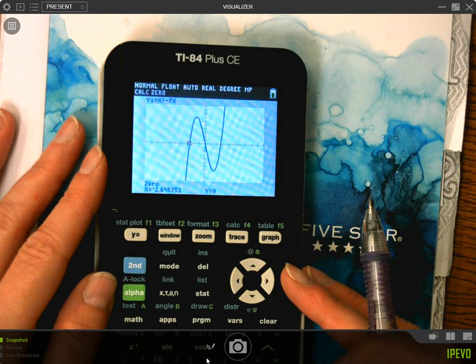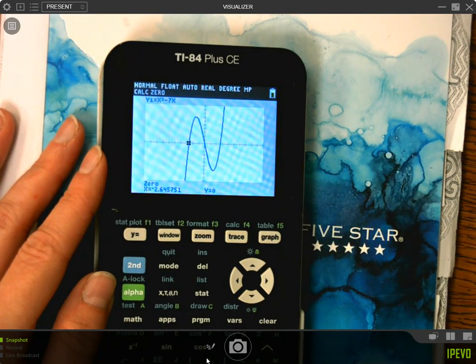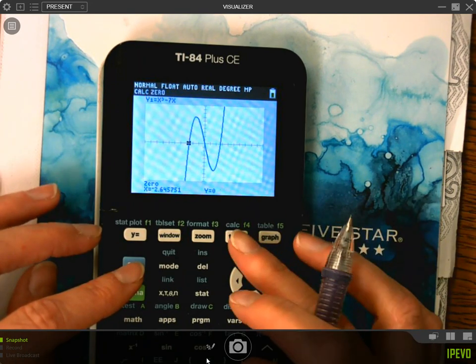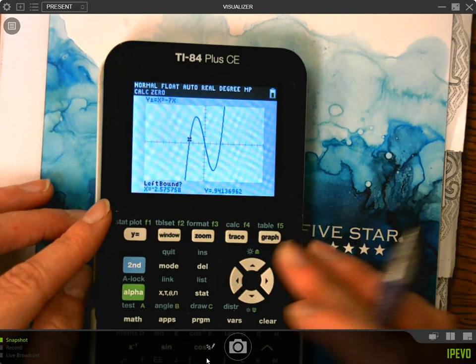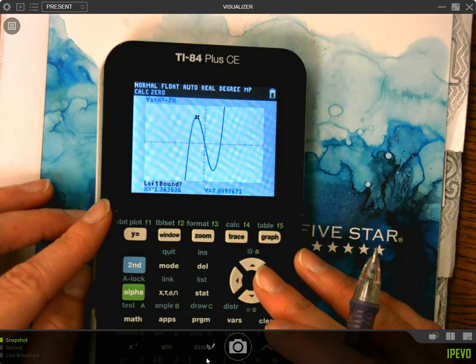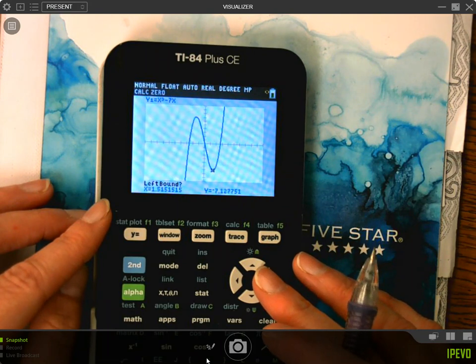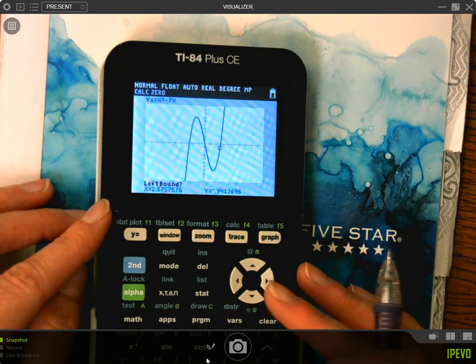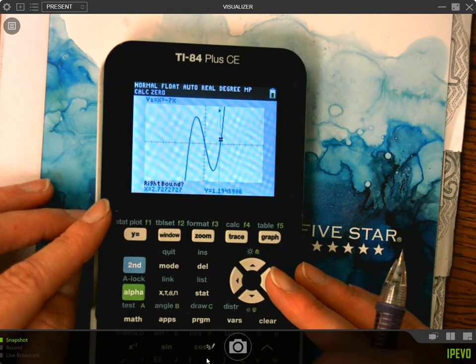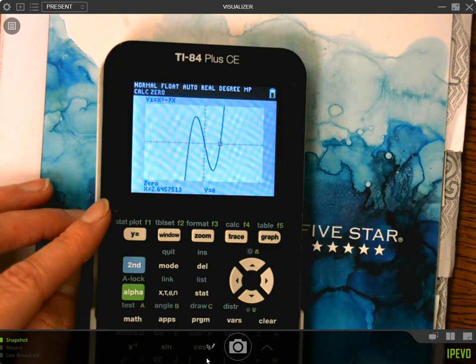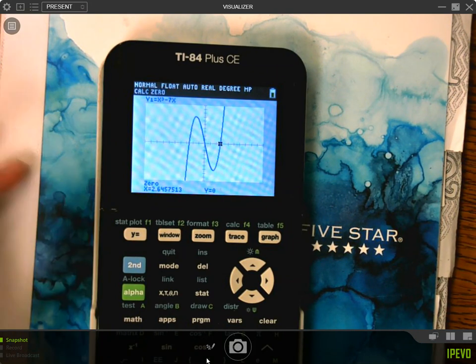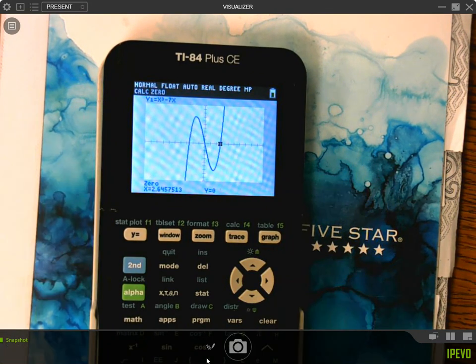And we know negative 2.65. Alright, so now let's go find the other one. Second calc. We're looking for a 0, so number 2. Now we got to move our cursor till we are a little to the left, which is going to be right there. Then move it so we pass it up, and then hit enter for a guess, and we get 2.65. It's a symmetric graph, so it should be pretty good.